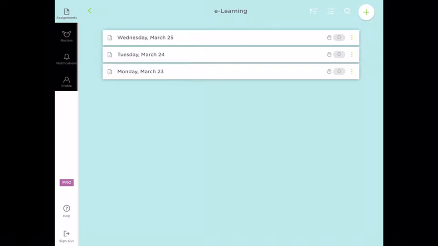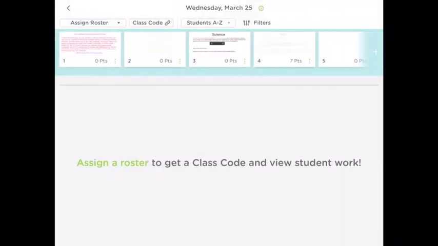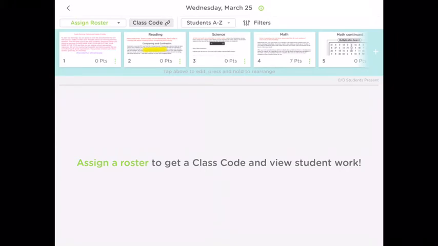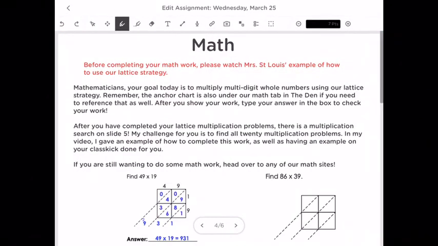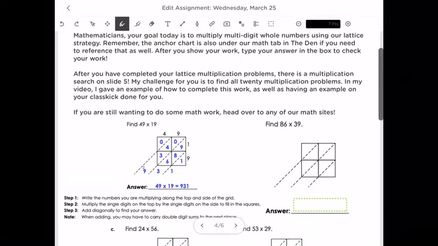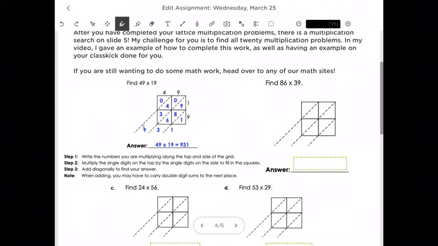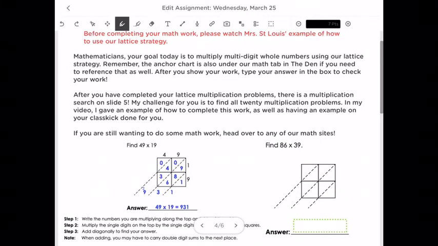So like I said, today your goal is to multiply multi-digit whole numbers using our lattice strategy. So you're going to click on today's assignment, which is titled Wednesday, March 25th. Okay, and math is going to start on slide 4 today. So if you go to slide 4, this is where you're going to go. I have listed pretty much the steps that I use. I also have a visual of my example that I did on the first part of our video, so that way you can use that. And remember that you can always use the lattice anchor chart that's in our math tab under the Den if you want some more to reference.